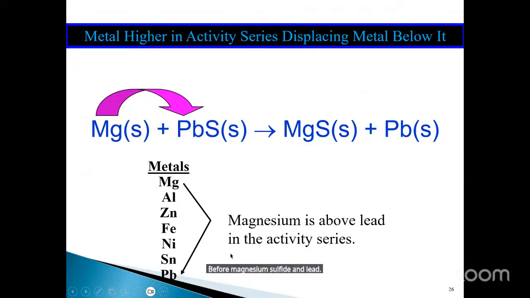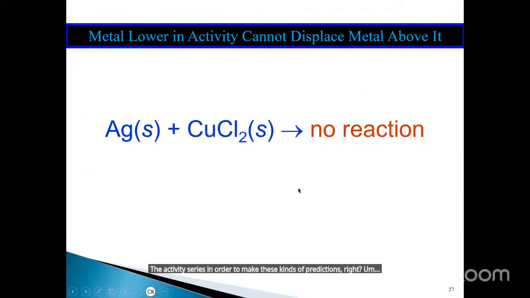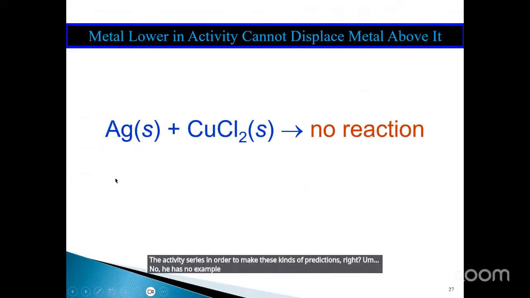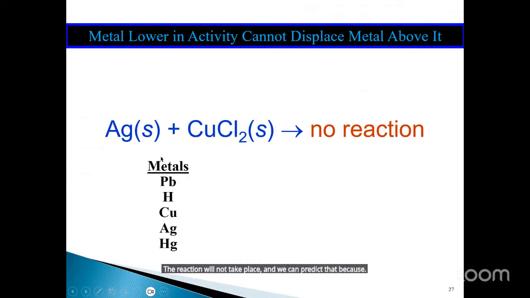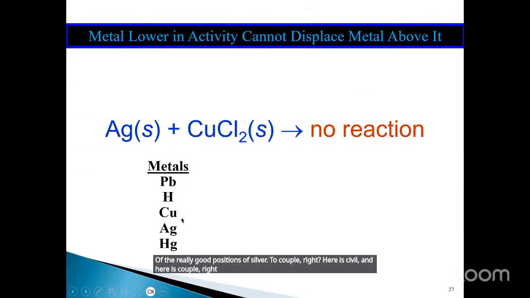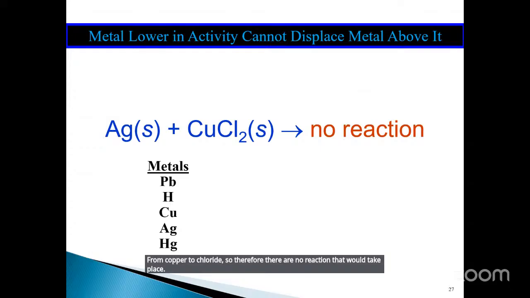That's basically how we can use the activity series to make these kinds of predictions. Now here's another example. In this case, the reaction will not take place, and we can predict that because of the relative positions of silver and copper. Here is silver and here is copper. Silver is below copper, so silver is not as reactive as copper. Therefore, silver will not displace copper from copper chloride, so no reaction will take place.